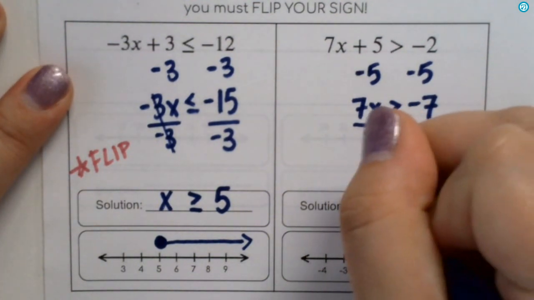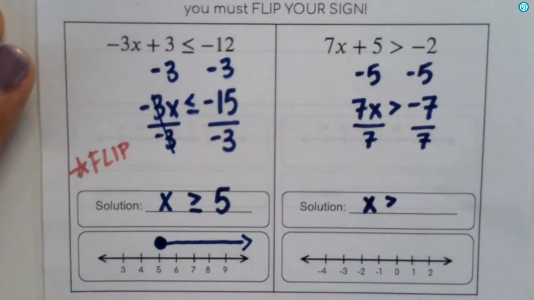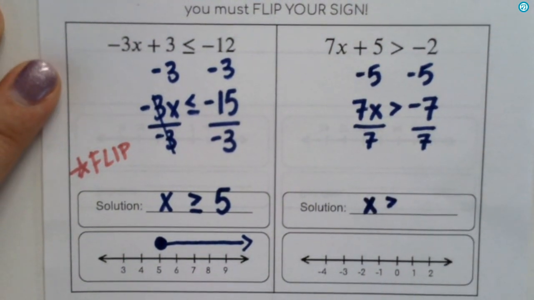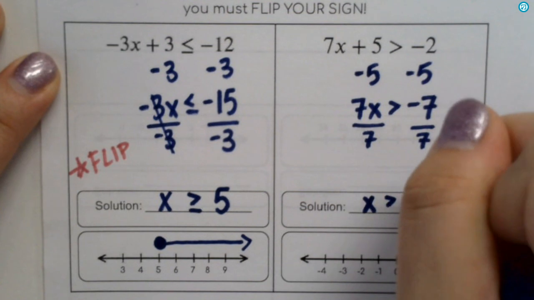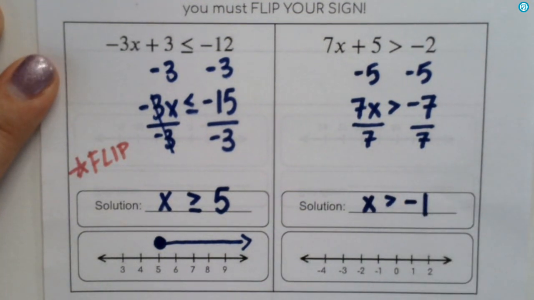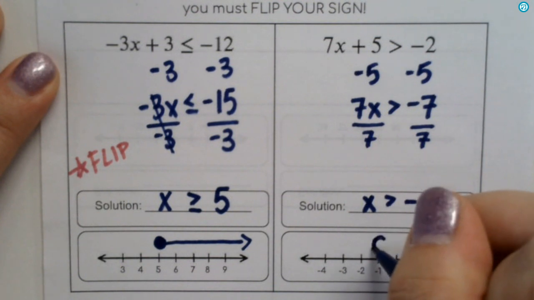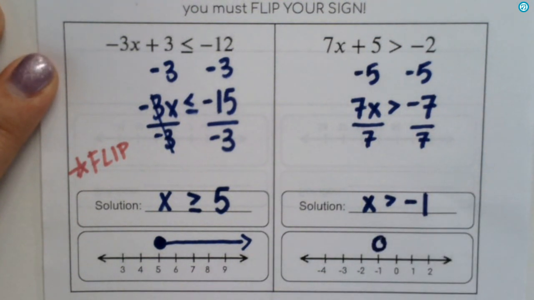So now we've got x is greater than negative 7 divided by 7 is negative 1. So to graph that, we're going to do an open circle above negative 1 because it's just greater than, not greater than or equal to. And then we go to the right.